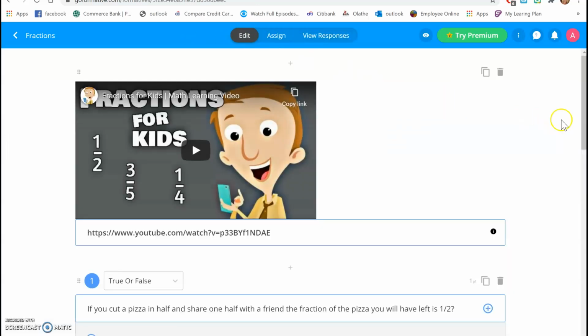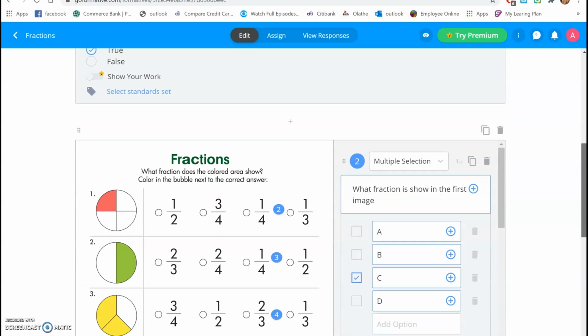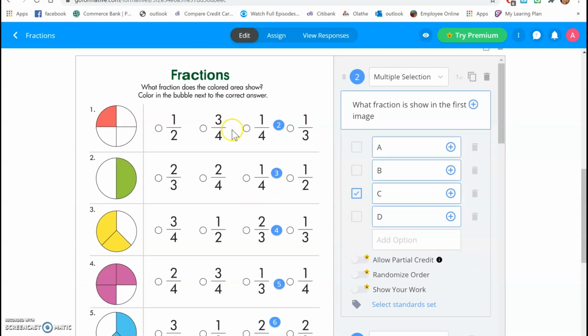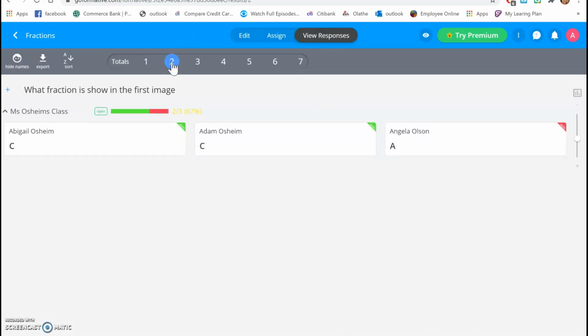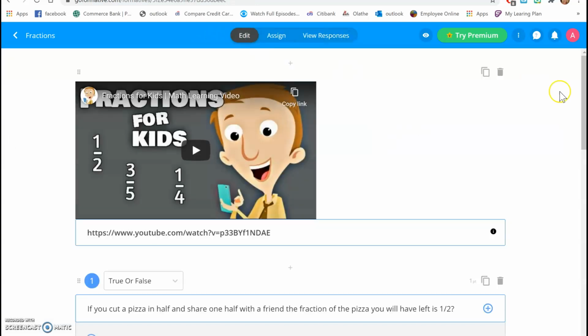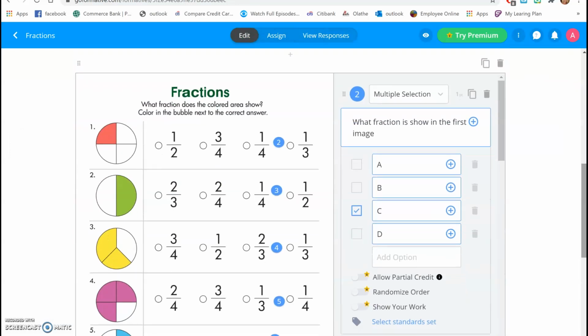So let's go take a look at our worksheet that we answered questions on. Our first question shows a picture of a circle with one of the four shaded in. If we look at our options, we have 1/2, 3/4, 1/4, and 3/4. Let's go look at our responses. It looks like most of us got this correct. Our answer should have been 1/4. So good job on that.